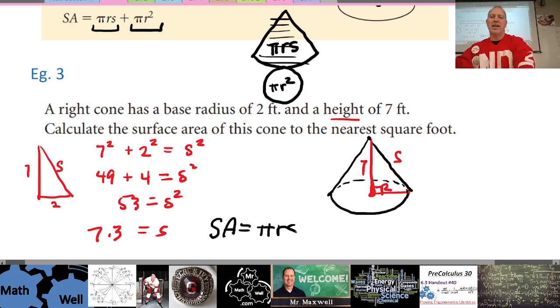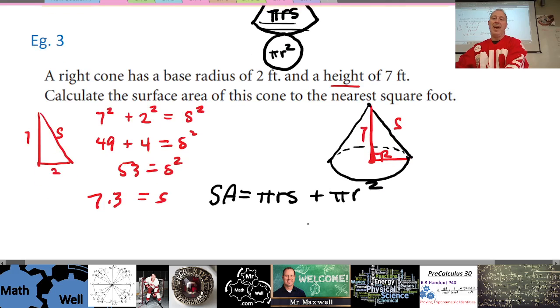And so the nice part about this is, even though it looks a little confusing, the surface area formula makes it really nice for us. It's really easy to find this surface area now that I have s and r. I'm good. So pi r s.